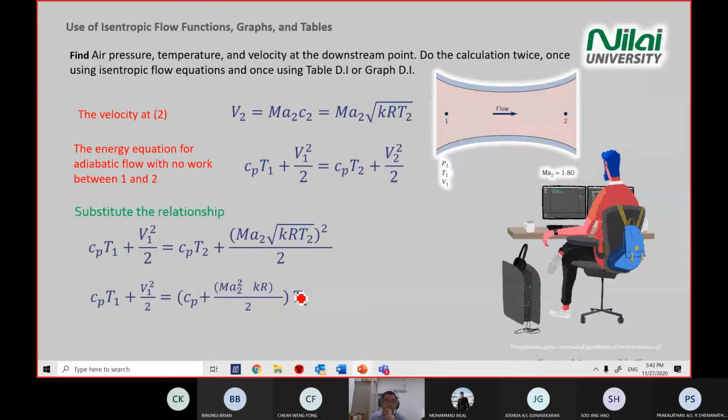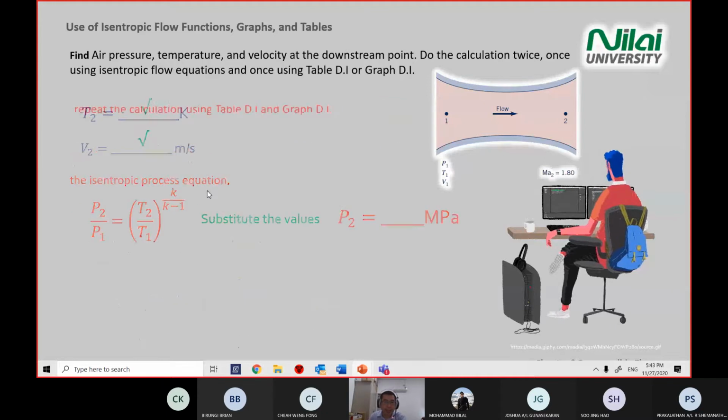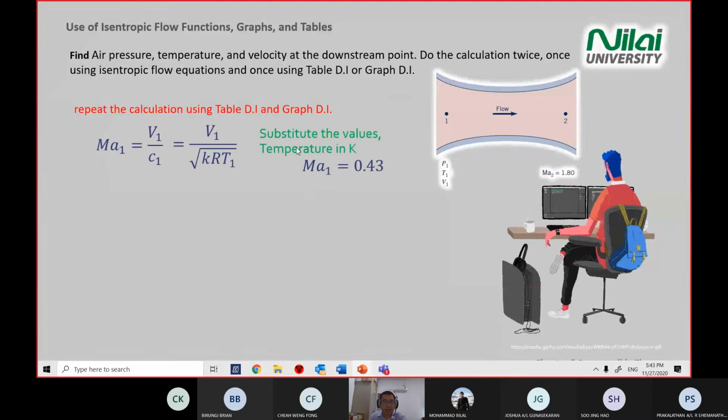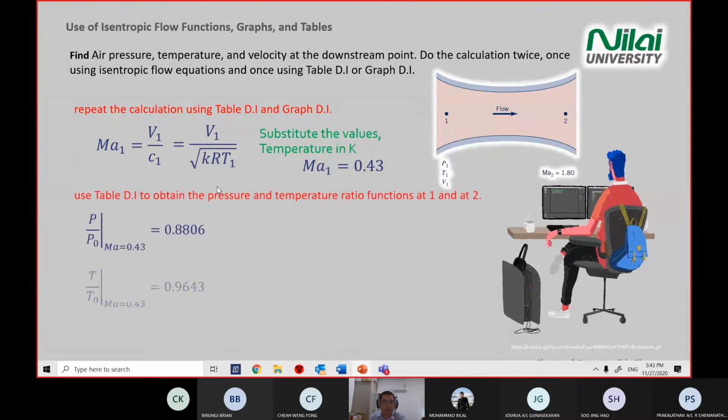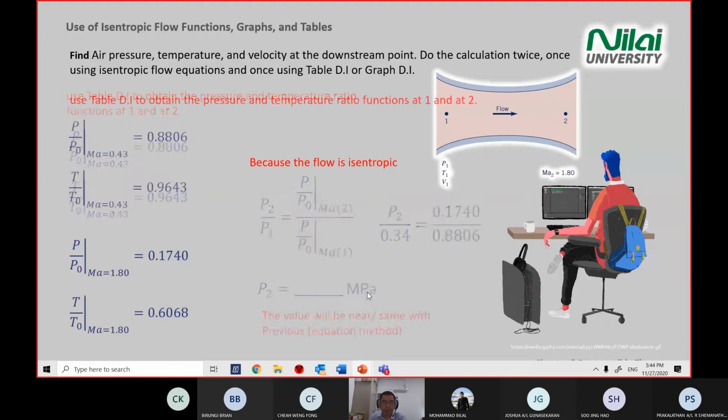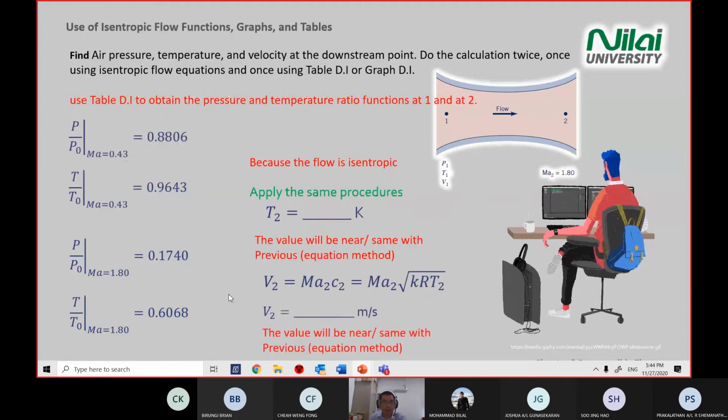Okay, so there are two methods here. One is using the Mach number definition and the energy equation to find it. Another is using table D1 or graph D1. Graph D1 I will show you in another tutorial question. This example I will use table D1 to show you. So using table D1, from the stagnation pressure, we find P1, and we find the pressure and temperature at 0.2, and velocity also.